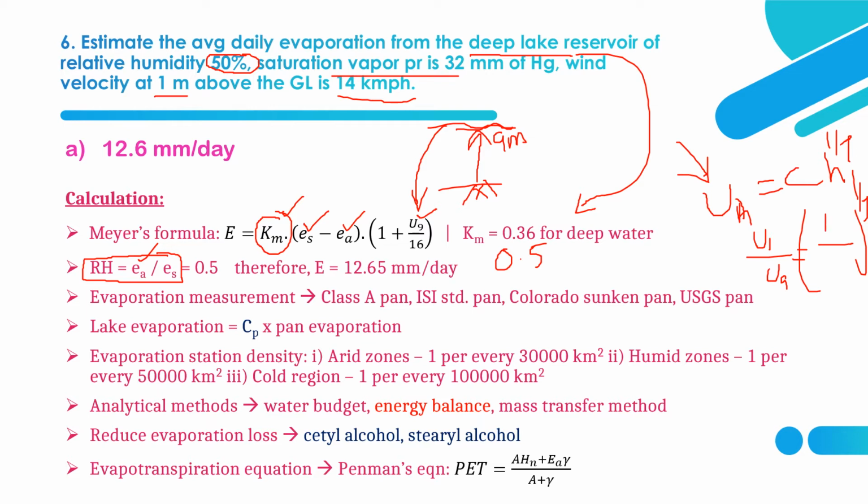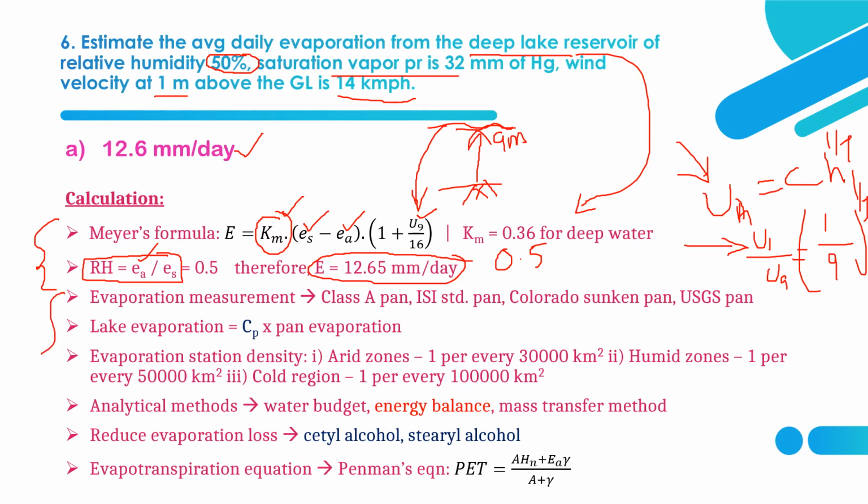Actually, 1 meter height and at 9 meter height. By using the 7th power law, we can get the answer for the U9 value, and by substituting all the things, we get the answer as E is equal to 12.65 mm per day. So this is how we have to find the daily evaporation using Meyer's formula, E equal to Km into (ES minus EA) into (1 plus U9 by 16).